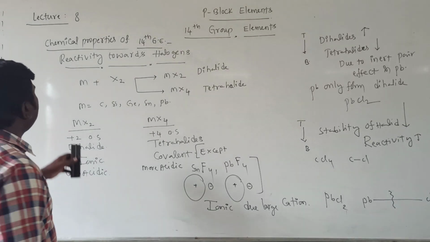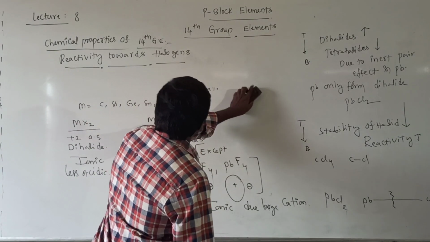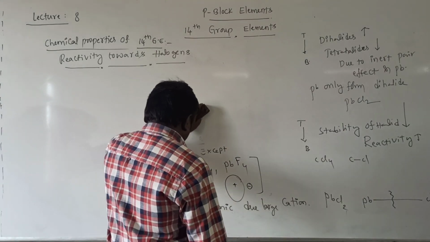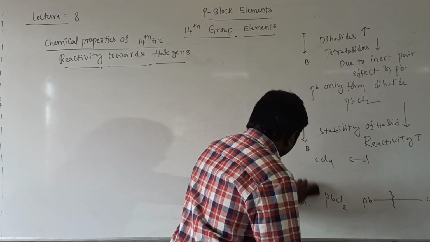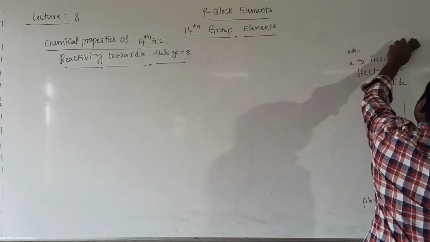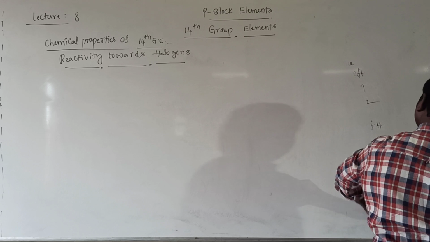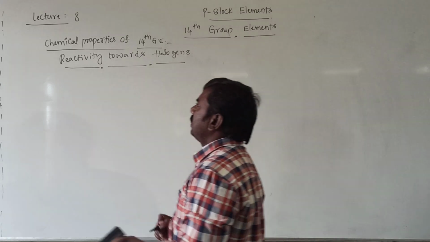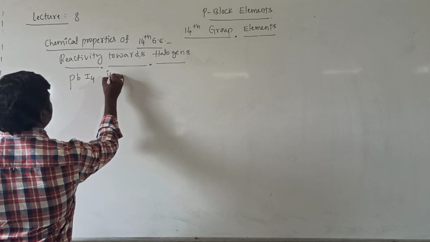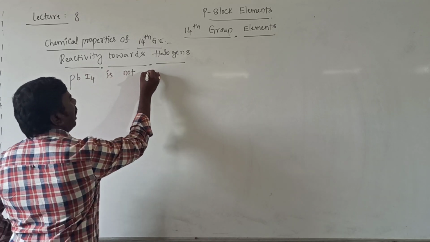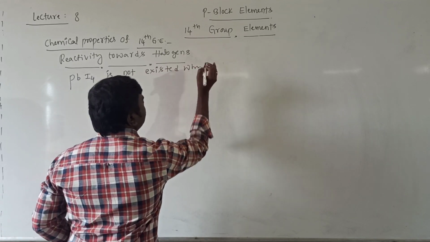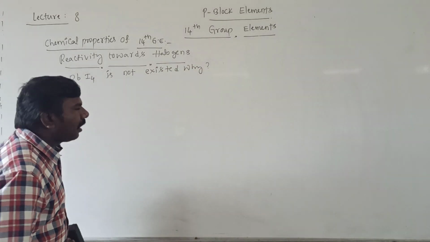Next, the tricky question. Tetraiodo lead is not possible. Why? PbI4 is not possible. Why? This is your question. Simple question.